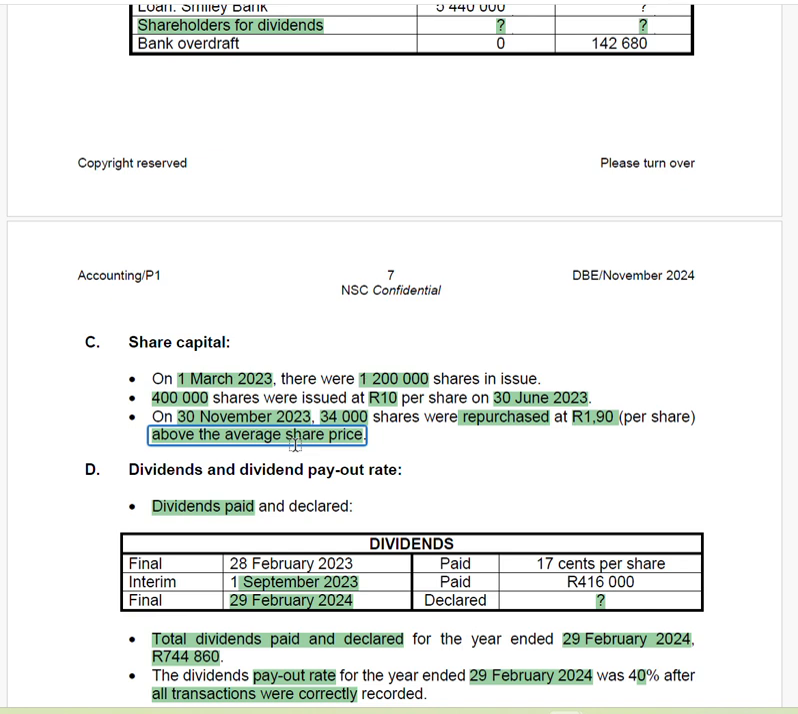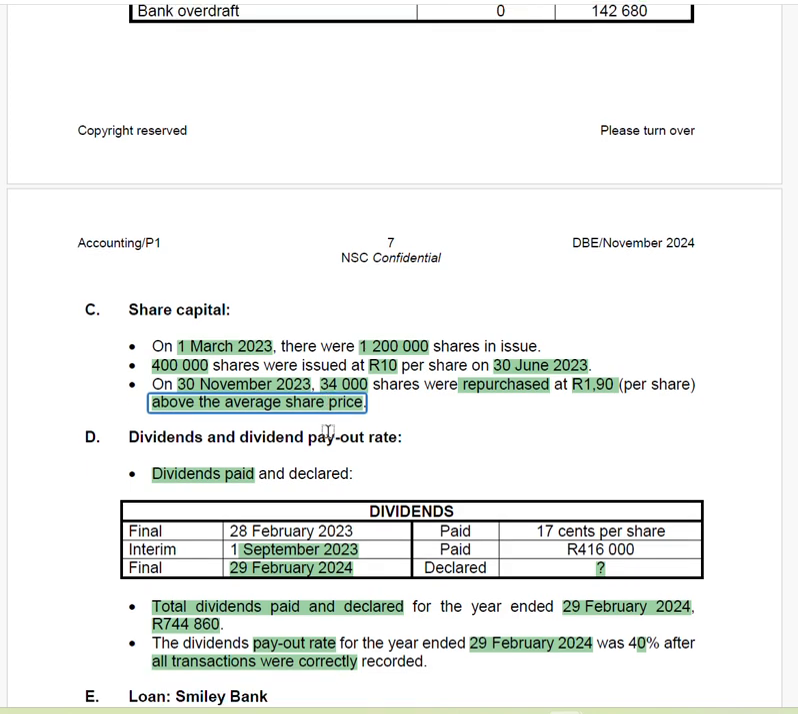So it is a loss to the company and it is a gain to whoever we are buying the shares from. Does it make sense? It is at above the average share price. Let's assume that the average share price is 10 Rand, and then that means you are buying back the shares at 11 Rand 90, meaning we are making a loss of 1 Rand 90. It is for that reason this will affect the company's retained income. For that reason, we have to consider this information.